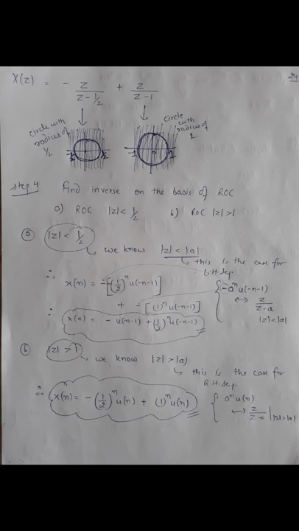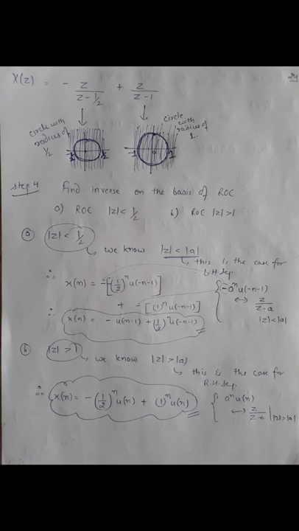Now z upon (z minus half) shows a circle of the radius half, and z upon (z minus 1) shows a circle of the radius 1, because here r is half and in the second part r is 1. Now the thing is, on the basis of ROC we will go for step 4. So the first case of ROC is mod of z less than half, and the second case of ROC is mod of z greater than 1.